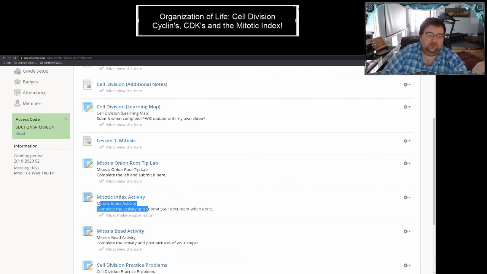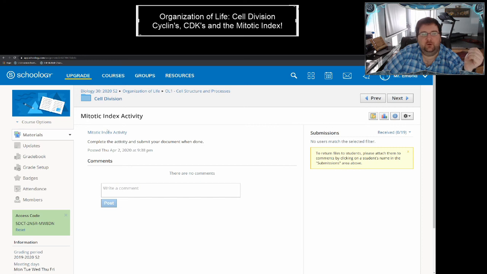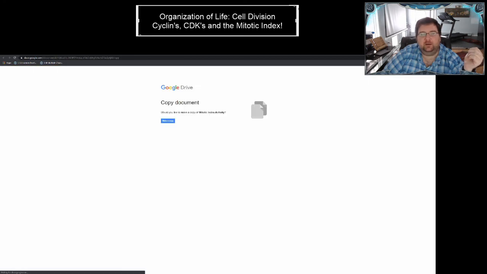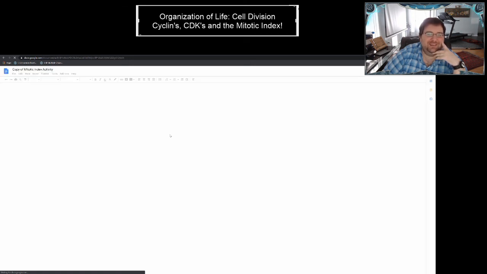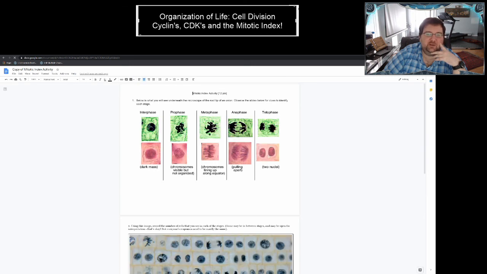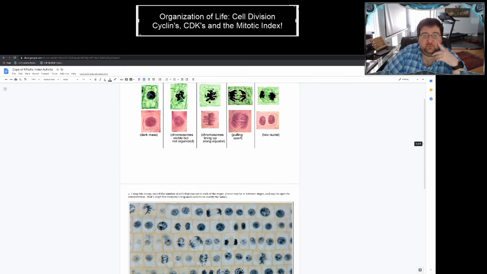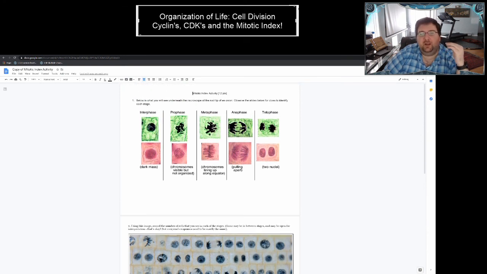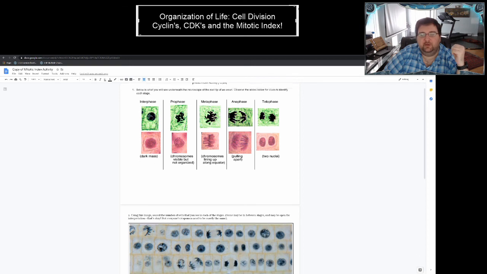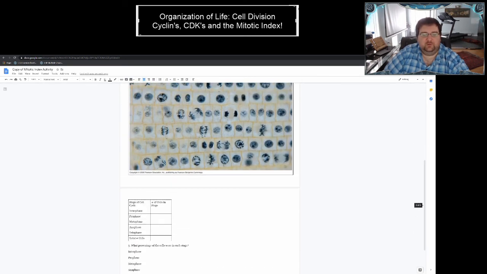Here's the activity, mitotic index activity. So you're going to open this, you're going to click on the mitotic index, which is going to have you make your own copy. And this is going to have you look at a prepared cell slide of an onion root tip that has cells undergoing different phases of mitosis. And if you need a reminder of the different phases, here it is. And you're just going to answer these questions.